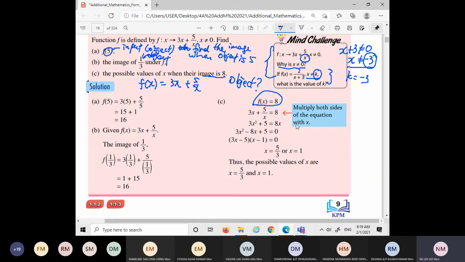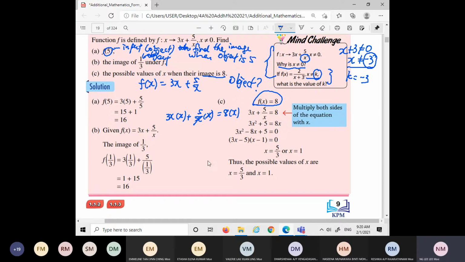So you look here. They say multiply both sides of the equation by x. It means the first term 3x times x, second term 5 over x times x, equals, right hand side also do the same thing, 8 times x. So 3x times x, you have 3x squared. 5 over x times x, cancel, you have 5. And then equals 8x. This is how you come to this line.